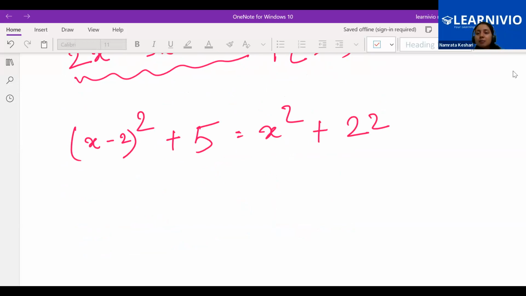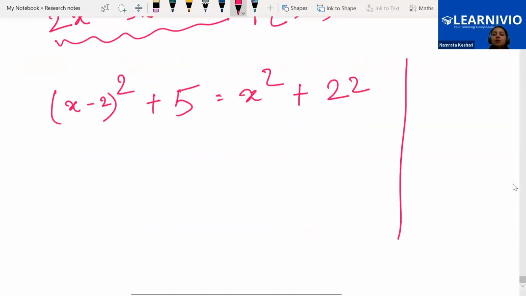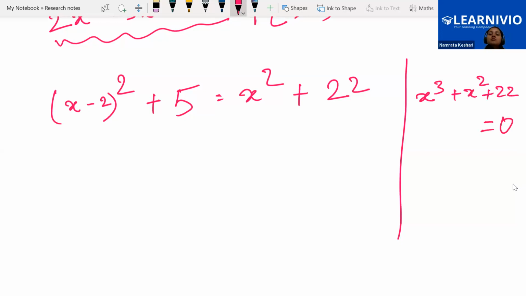If you have this type of equation, let me give you one example. If you have x cube plus x square plus 22 equal to 0, this is not a quadratic equation, this is a cubic equation. Here, if you check, the degree is 3. If you have 2x plus 5 equal to 0, this is also not a quadratic equation, this is a linear equation. Okay, so how will we identify a quadratic equation?